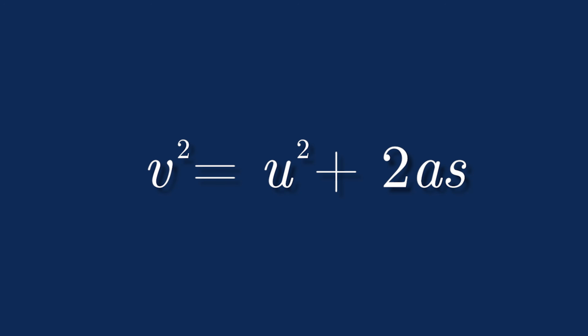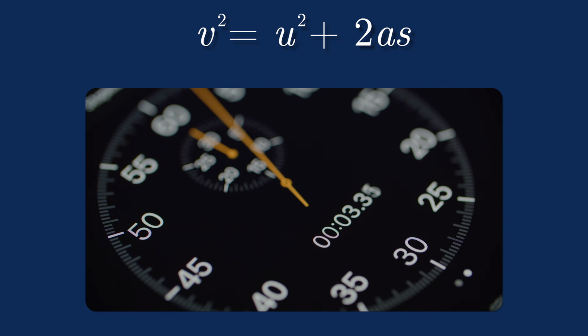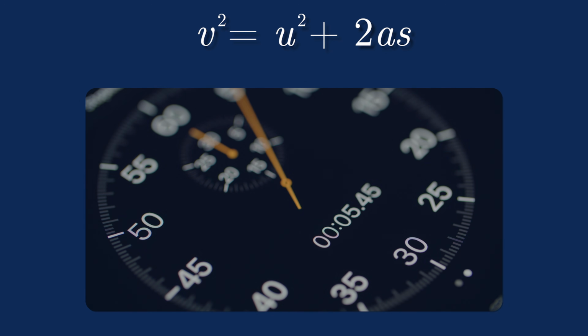This equation is useful because it doesn't include time. So if I know how far something has travelled and how much it's accelerated, I can work out its final velocity without using a stopwatch, which is actually really cool. This is especially useful for experiments where timing is difficult, but measuring distance is easy.